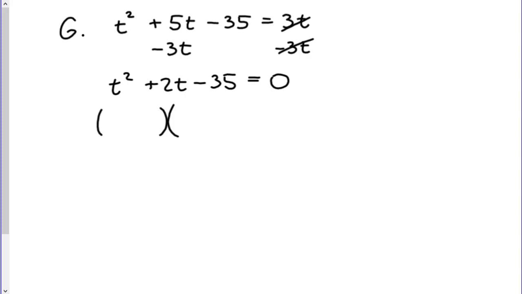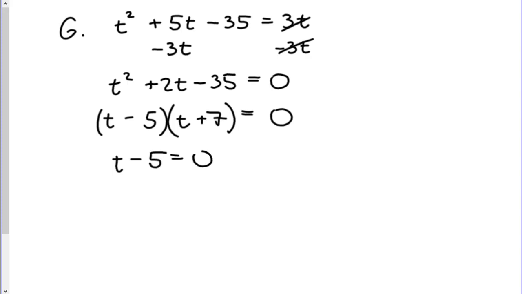And if I try to factor, which this one will be an easy one because my leading term coefficient is 1, it looks like 5 and 7 are good possibilities. And if the 7 is positive, that will make them add to positive 2, multiply to negative 35. So that's great. So t minus 5 equals 0, and t plus 7 equals 0. So my solutions are positive 5 and negative 7. Those are the solutions to this problem.